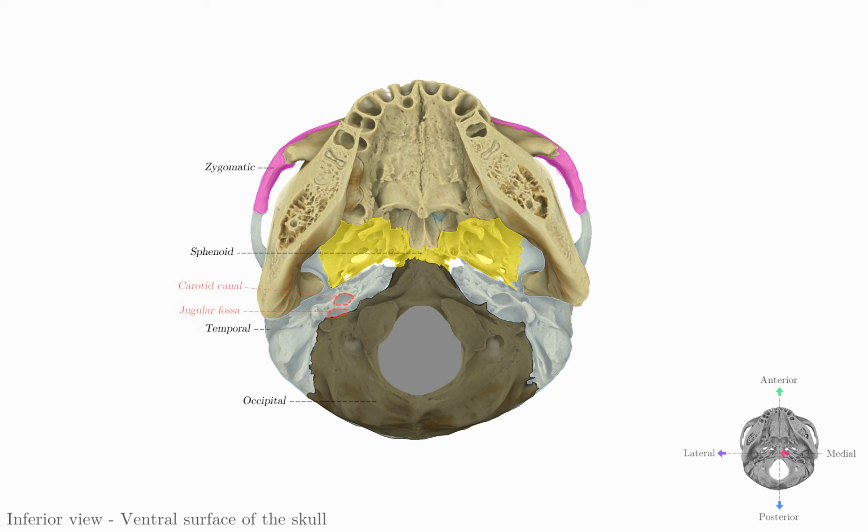The carotid canal and jugular foramen, which is deep to the jugular fossa, are both important openings where the internal carotid artery and the internal jugular veins cross, respectively. The latter foramen also transmits a number of cranial nerves.